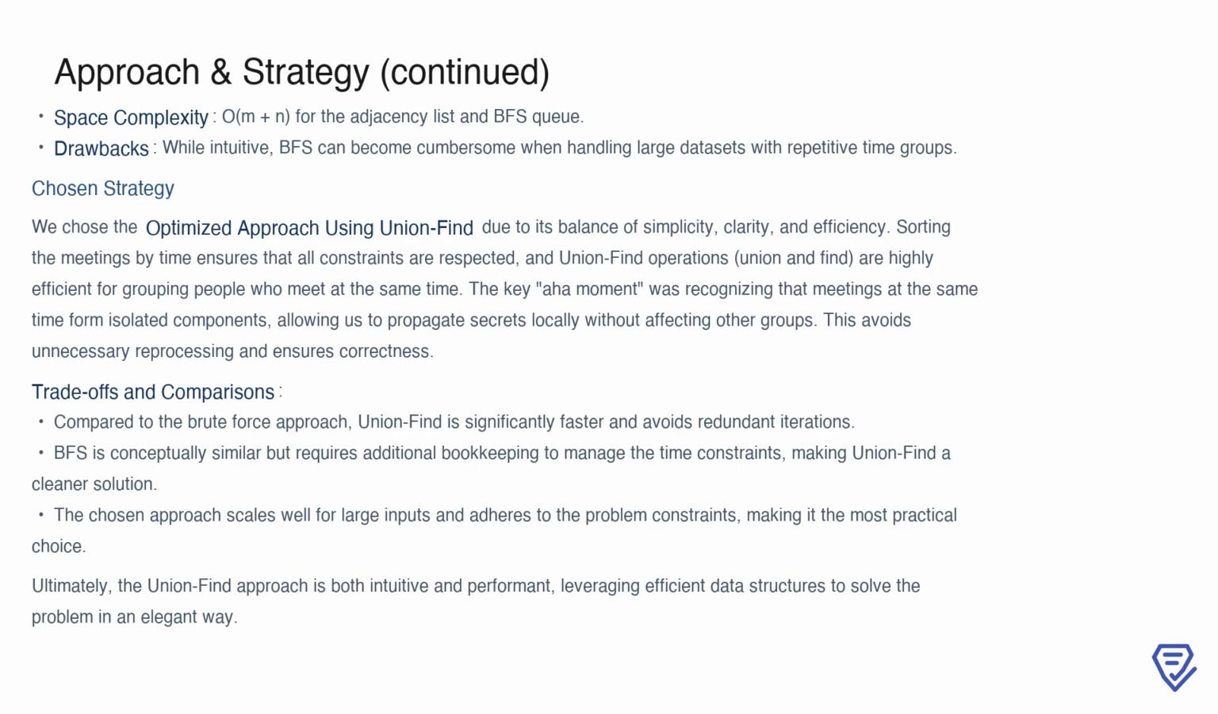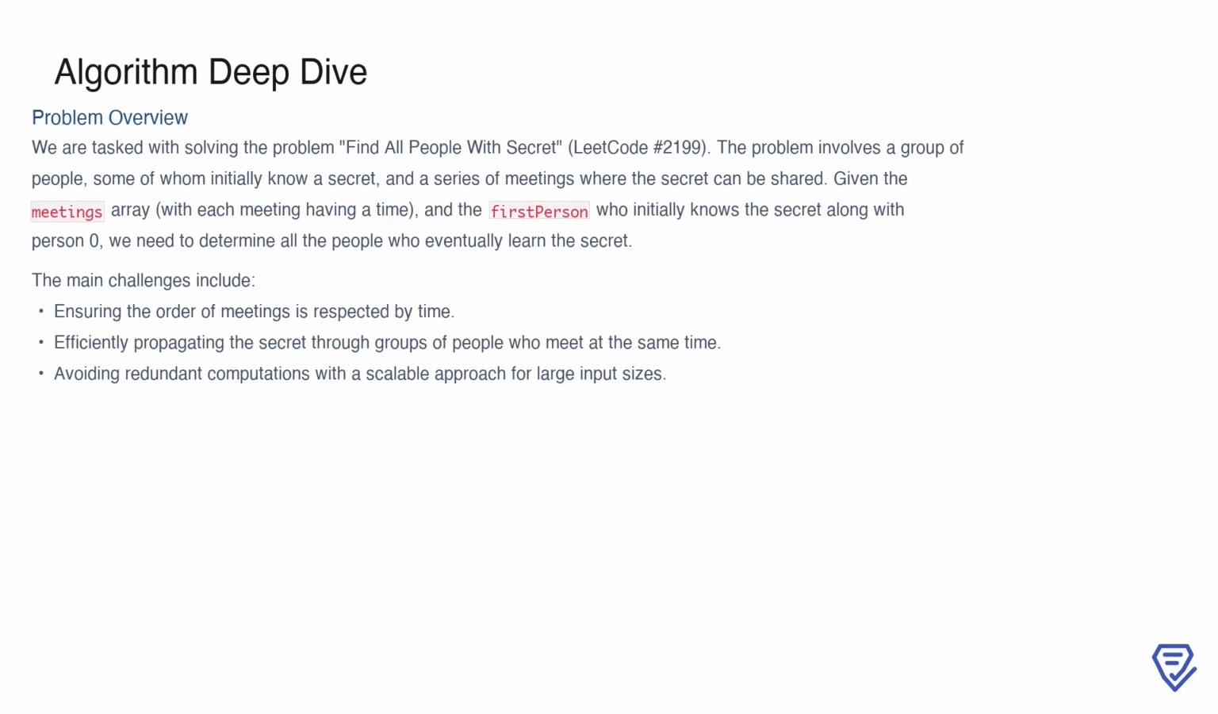In this problem, we need to determine all the people who eventually learn a secret after a series of meetings. Initially, the secret is known to person 0 and one additional person, referred to as first person. The key input here is the meetings array, where each meeting specifies 2 people and the time they meet. The goal is to propagate the secret based on these meetings, while ensuring that the order of meetings is respected. This makes time a critical factor in the problem.